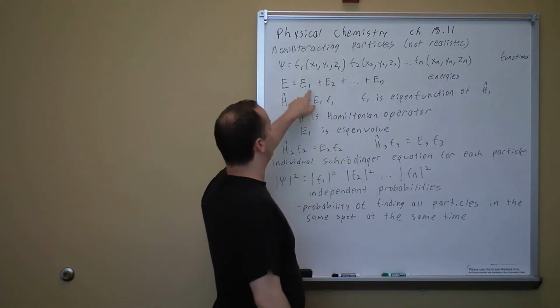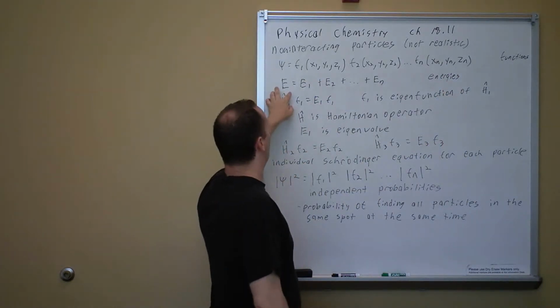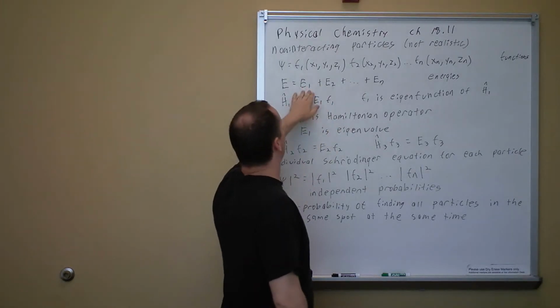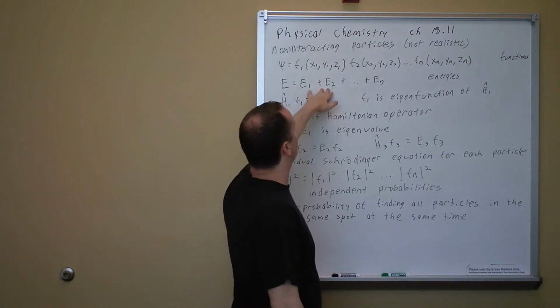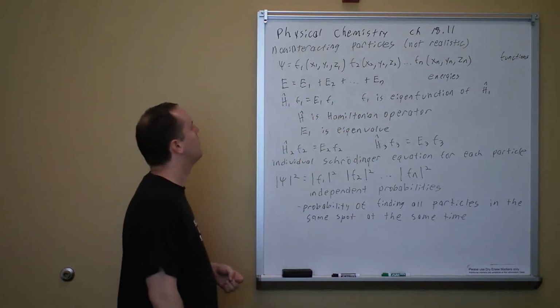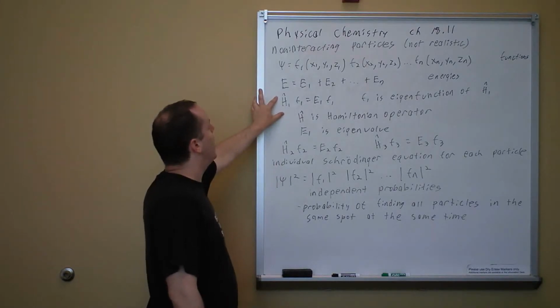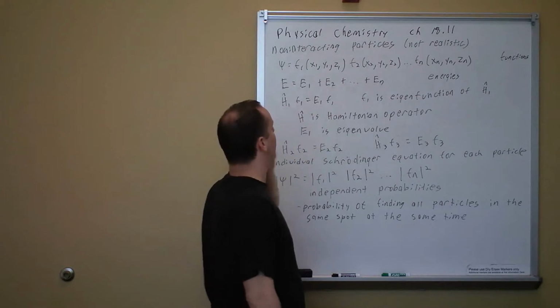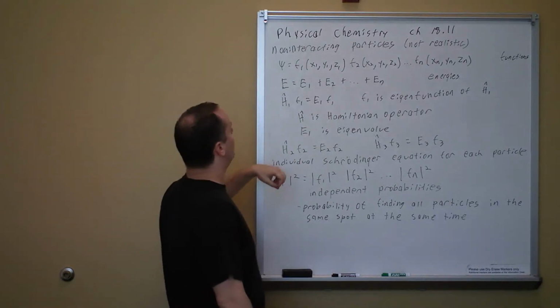Now likewise, energies are extensive, they just add up. So the total energy, again, since they're non-interacting, you just add them up. You have the energy of particle 1 plus the energy of particle 2, etc., all the way to your nth particle. So just like we had before, where the Hamiltonian of F is equal to the energy times F, we do that one particle at a time here.